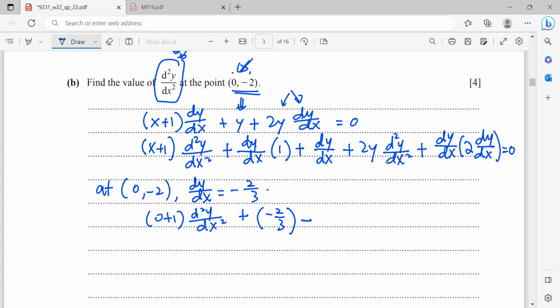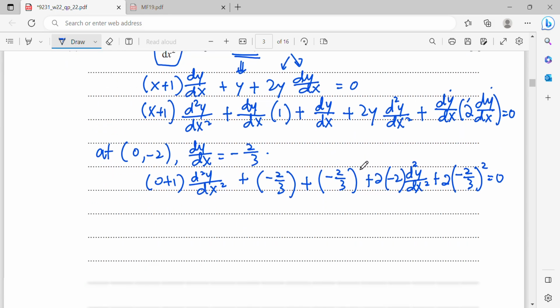And then plus another dy/dx, so negative 2 over 3, plus 2y. My y is minus 2. Then d squared y, plus, now here is 2 times dy/dx times dy/dx, which will be the square of dy/dx. So I square the negative 2 over 3, then equals 0. Now, from here, you just need to simplify.